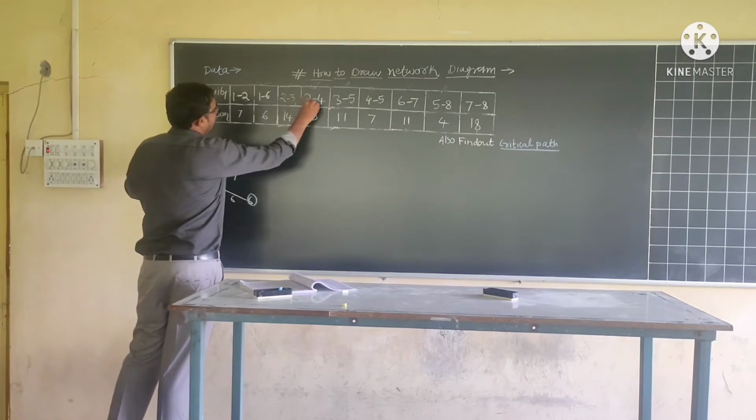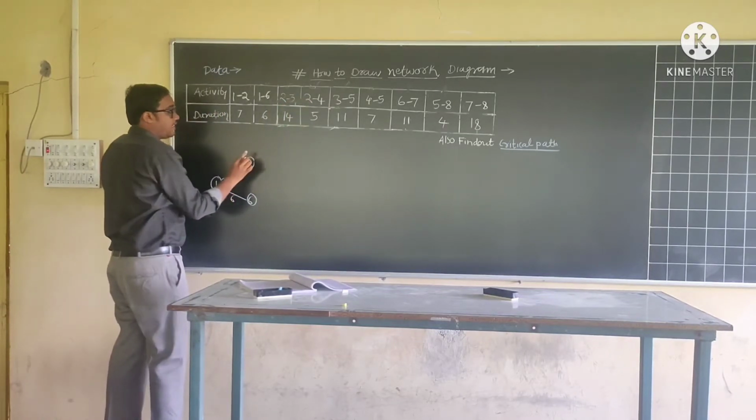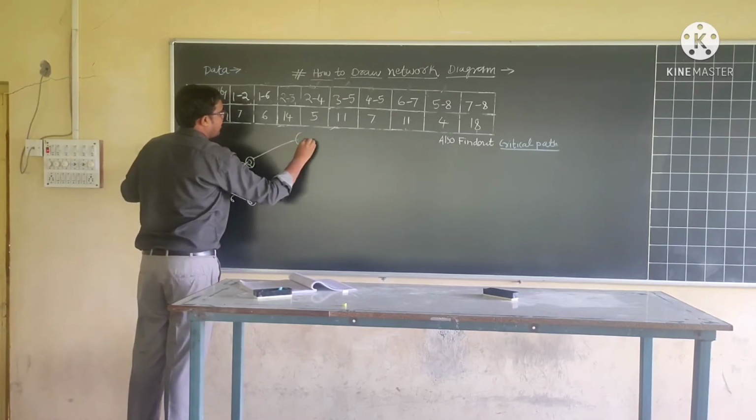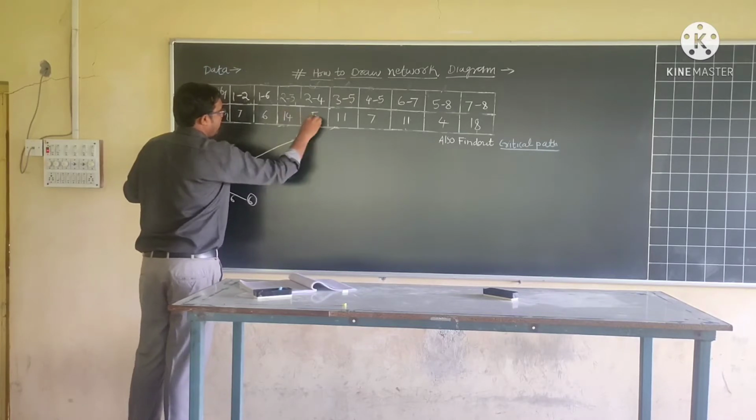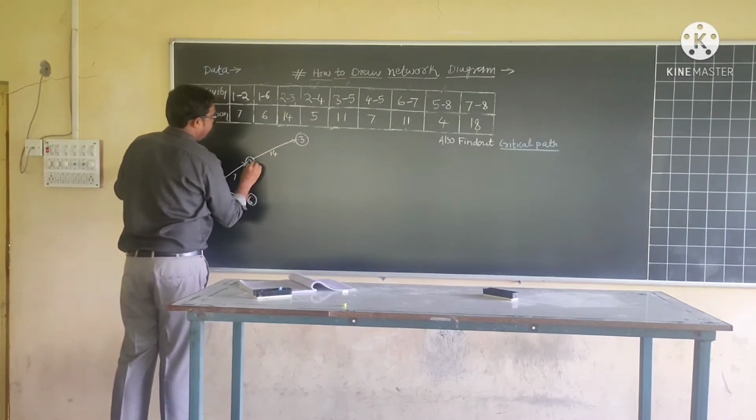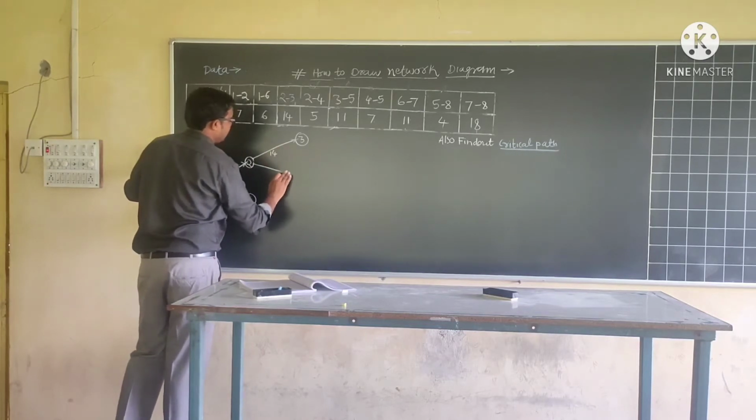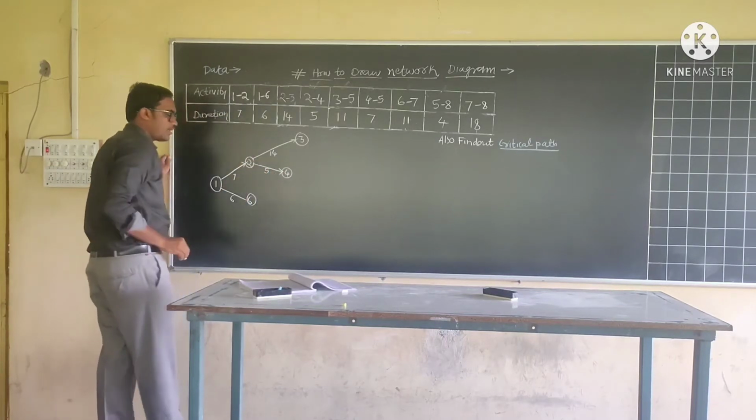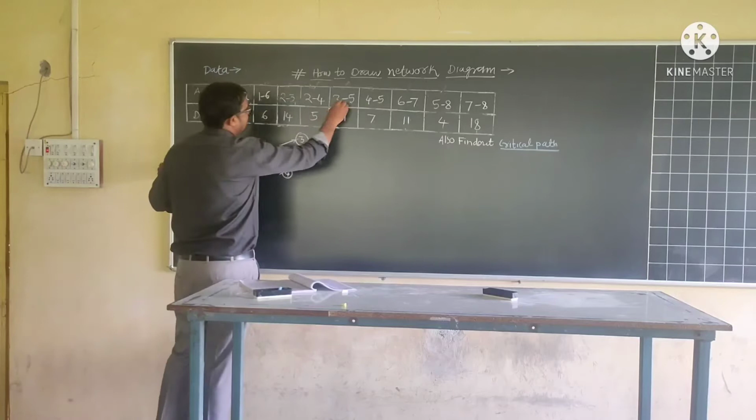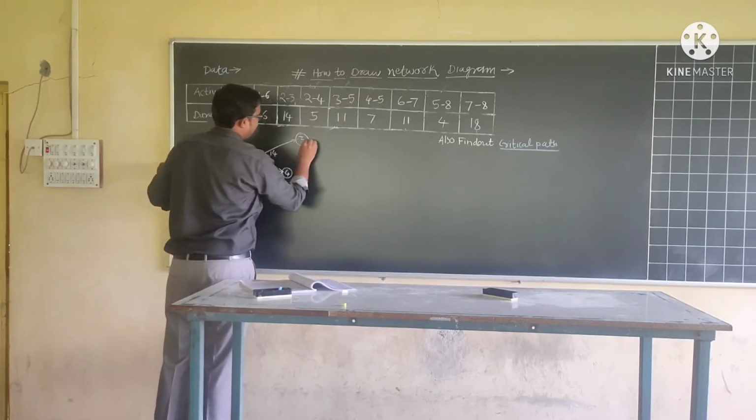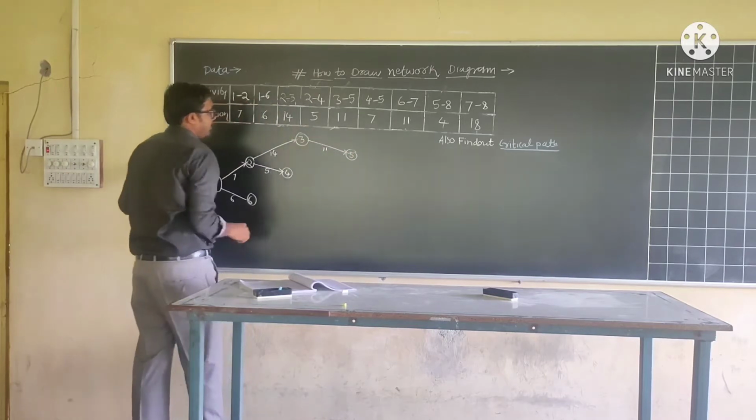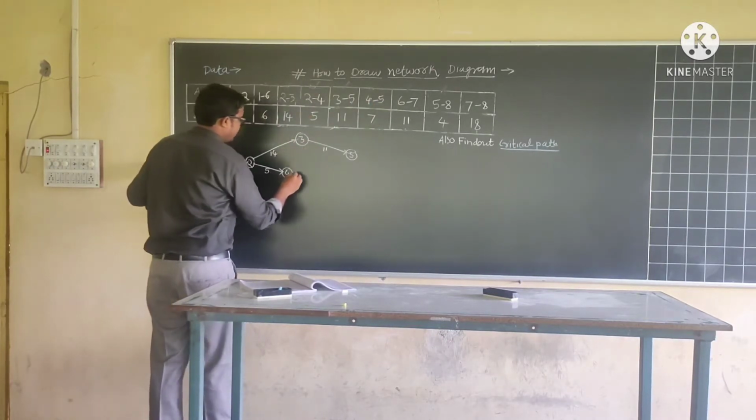Now activity 2 to 3 and 2 to 4. Again from event number 2, two activities are diverging. 2 to 3 will take 14 days, and activity 2 to 4 will take 5 days for its completion. After this, let us move towards activity 3 to 5. Activity 3 to 5 will take 11 days for its completion. Activity 4 to 5, 7 days.